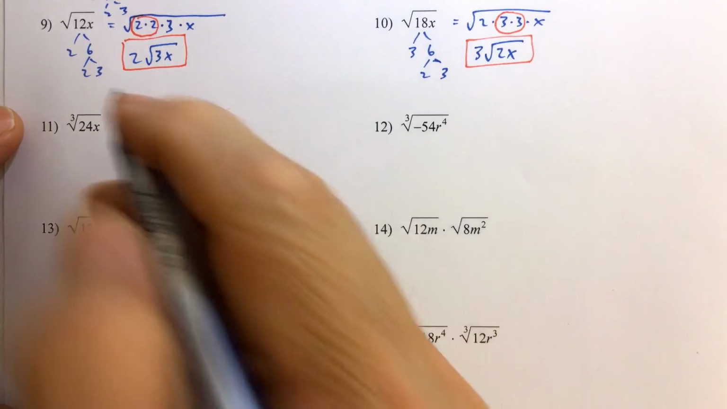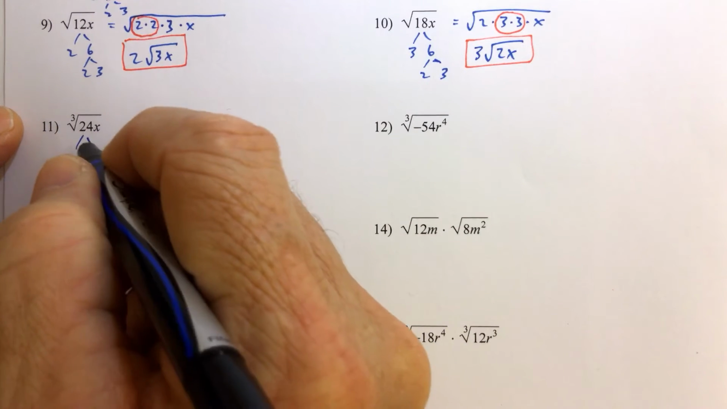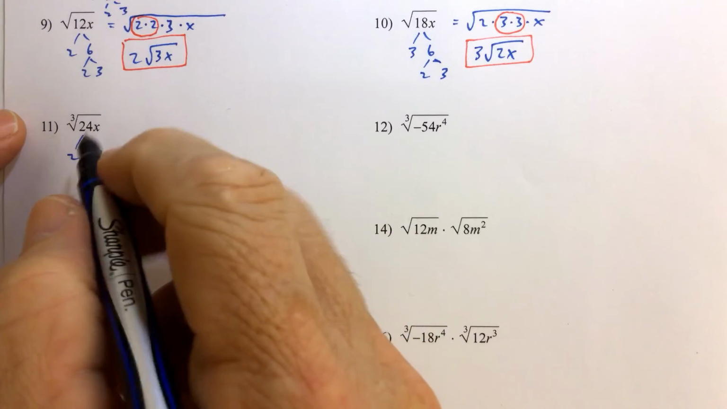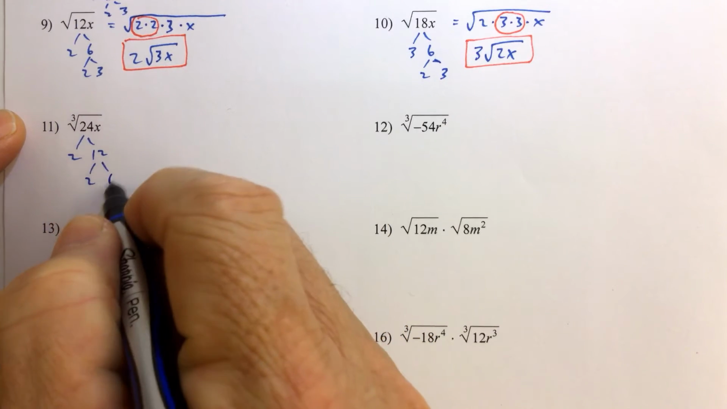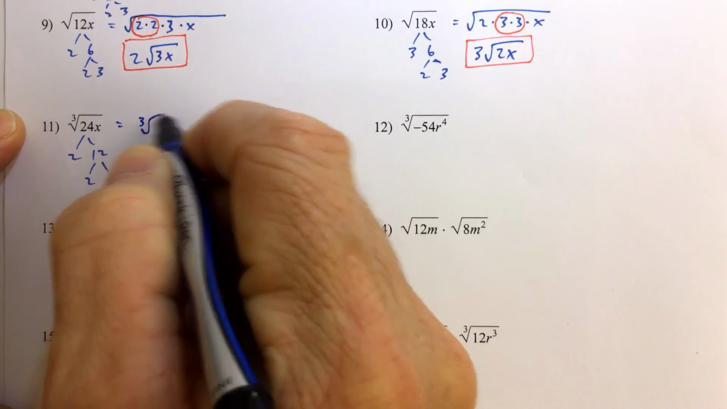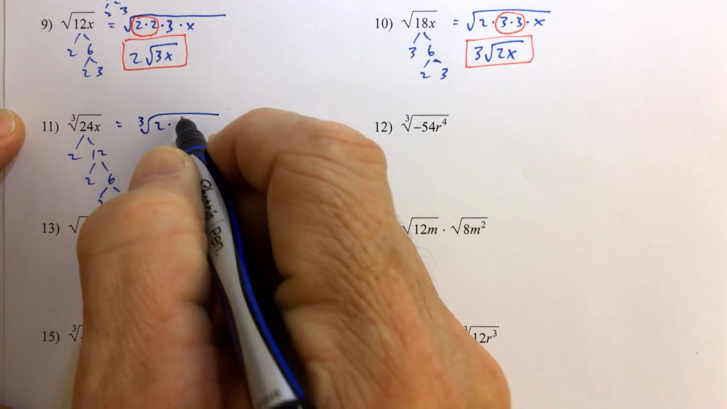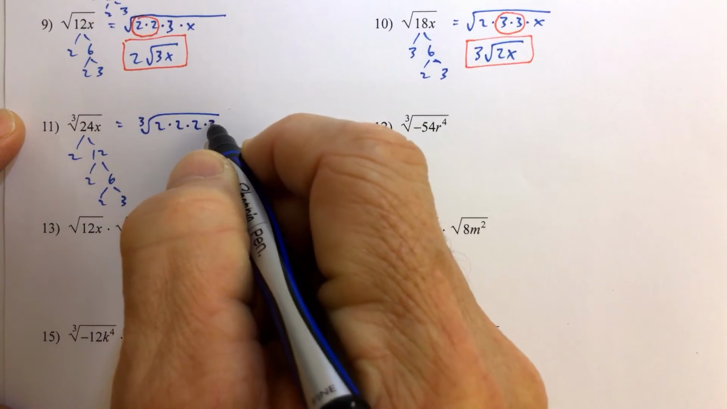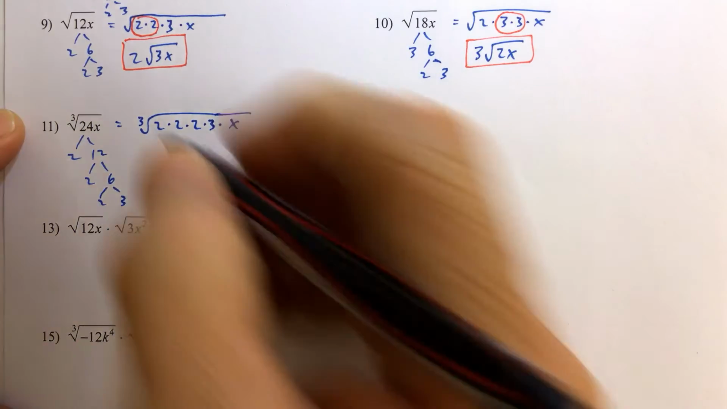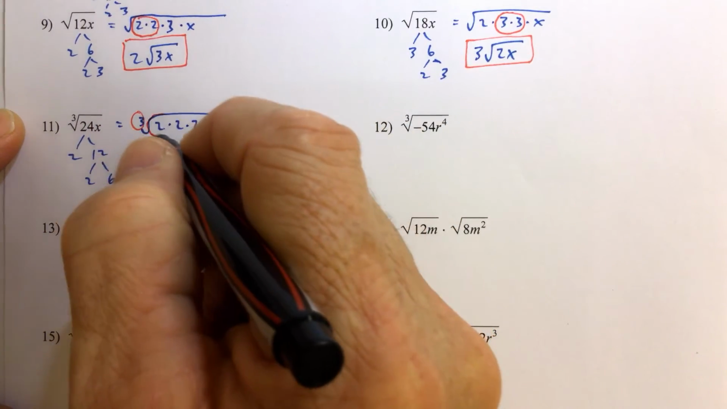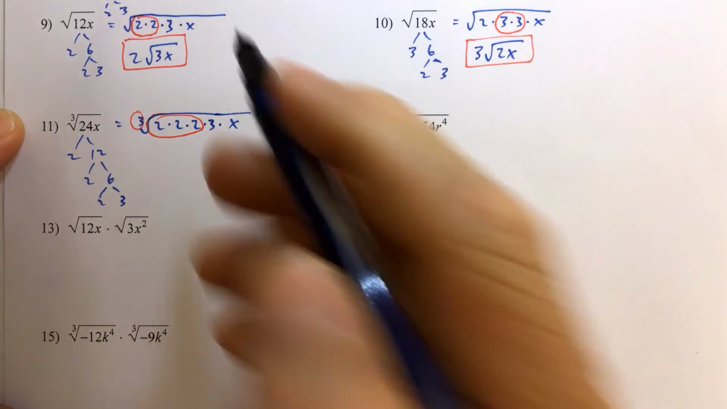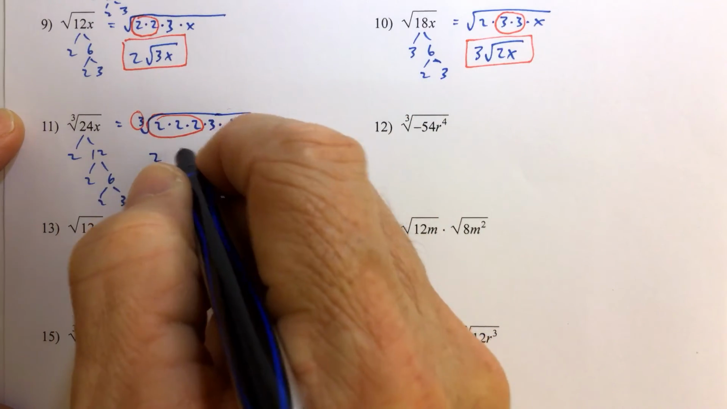Number 11, we're looking for a cube root, and so we still do the same process here. 24 can be written as 2 times 12, then 2 times 6, and 2 times 3, and prime factored form of 24 is 2 times 2 times 2 times 3, and we still have that x in there. We're looking for a cube root, so we're looking for a group of 3 factors, and so we have a group of 3 2's, and so we get to pull a 2 out.